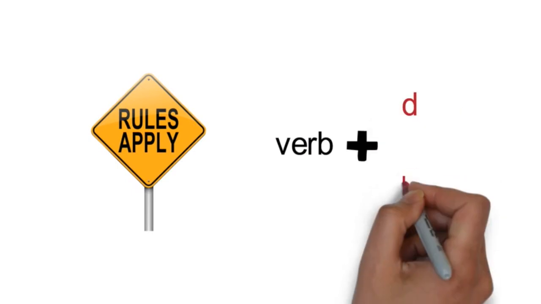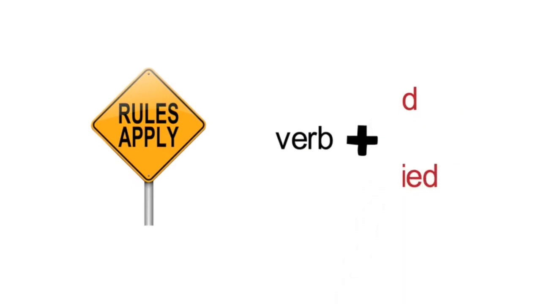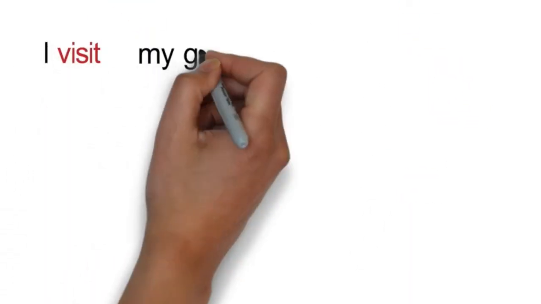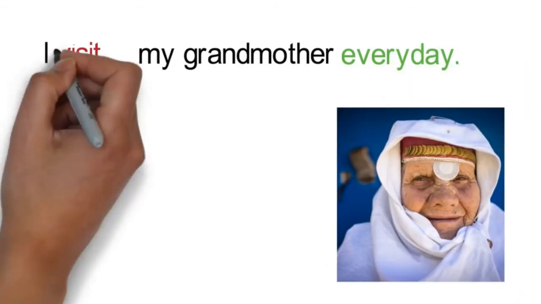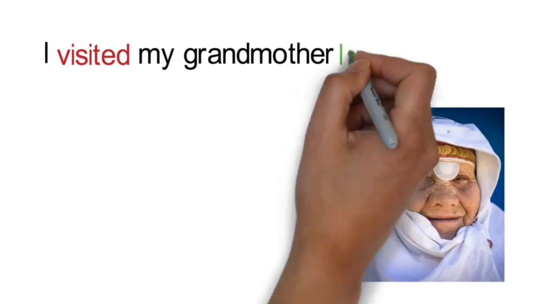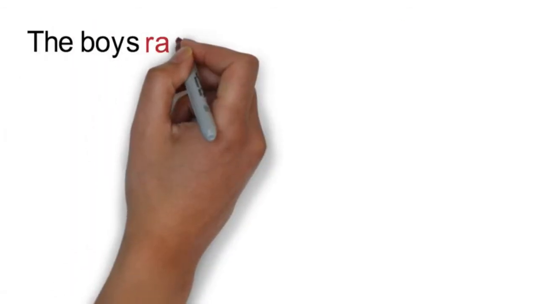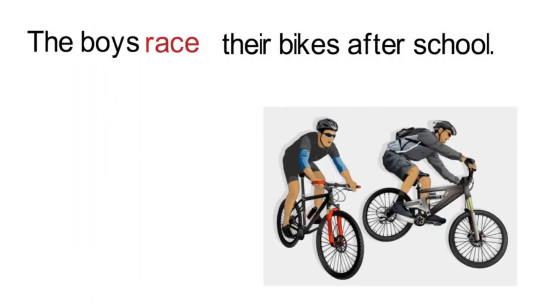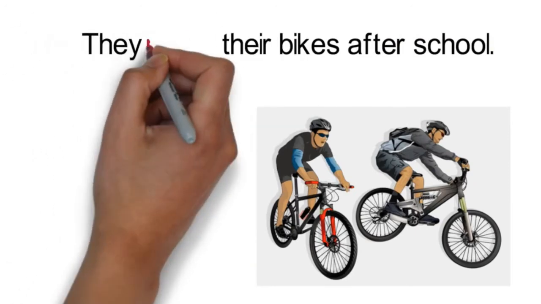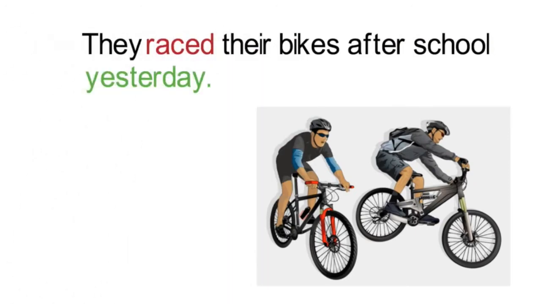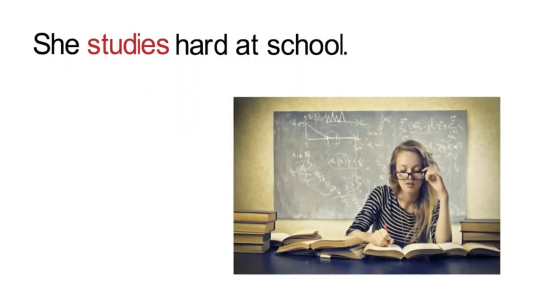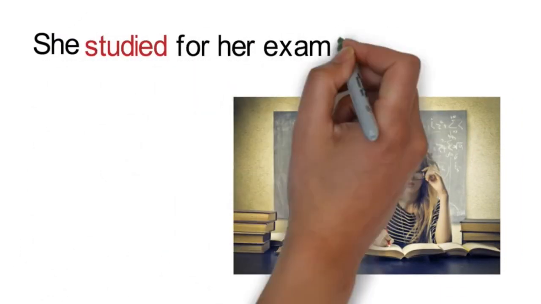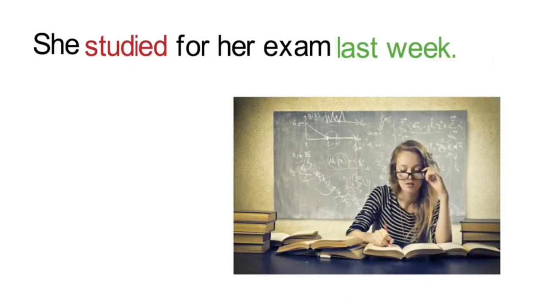Sometimes we have to add only d or ied. For example, I visit my grandmother every day becomes I visited my grandmother last night. The boys race their bikes after school becomes they raced their bikes after school yesterday. She studies hard at school becomes she studied for her exam last week.